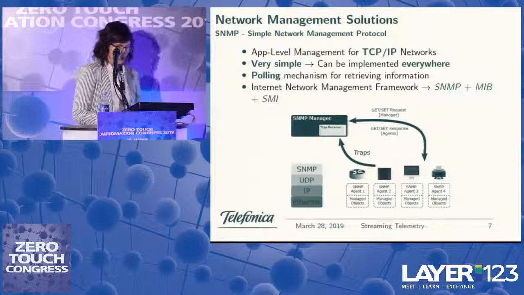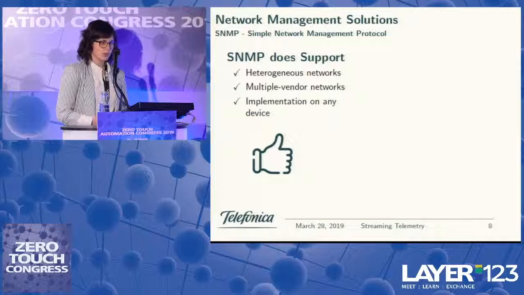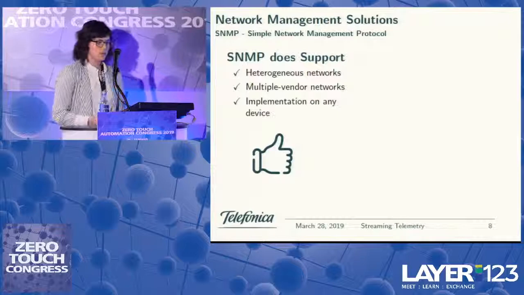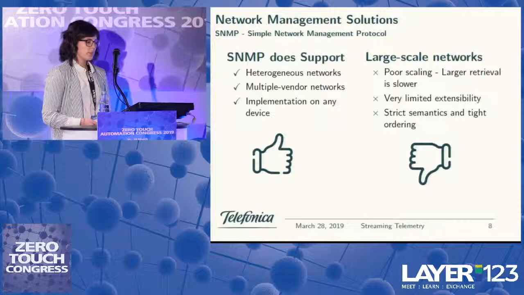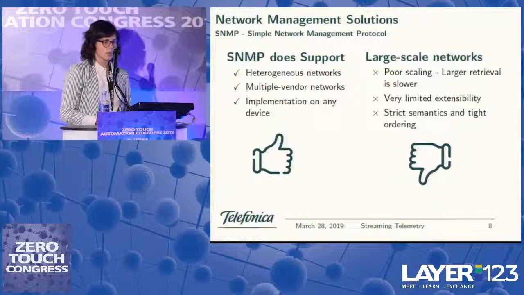So SNMP has been widely used mainly because it supports heterogeneous and multi-vendor networks, and its simplicity makes it possible to implement on any device. But when we are trying to handle large-scale networks, SNMP presents different problems. The first one is poor scaling. SNMP presents a degradation in its performance when we add more agents to the network, and also when we try to retrieve more information.